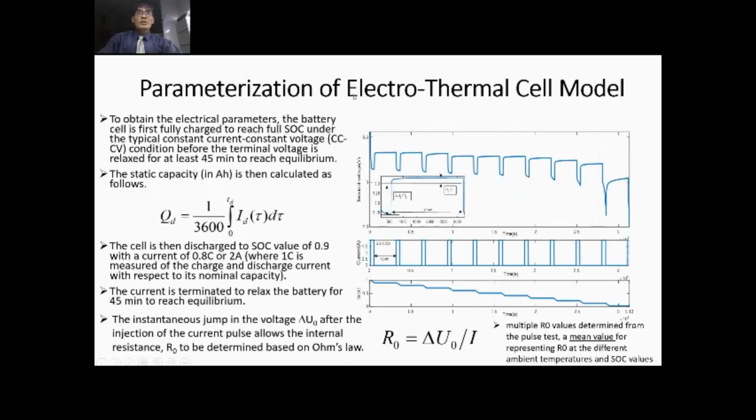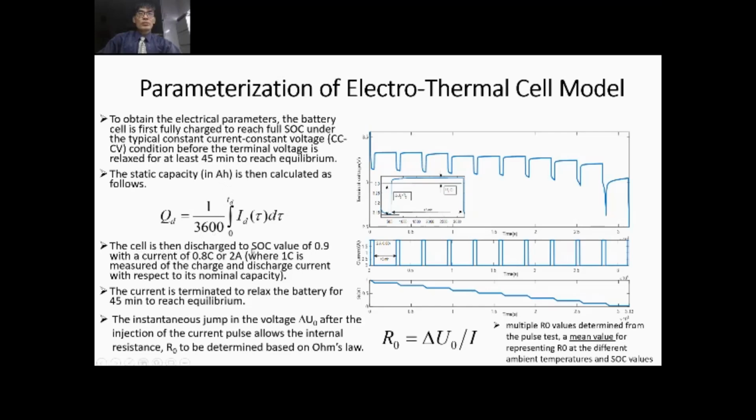So for the parameterization of the electro-thermal cell model, we try to obtain the electrical parameters. The battery cell is first fully charged, so you need to fully charge it to reach a full SOC of 1 under the typical constant current, constant voltage, in short CC and CV, conditions, before the terminal voltage is relaxed for at least 45 minutes to reach the equilibrium. So we need to let it stabilize first, and this is how we determine the Ah. So it's the current of discharging, just integrate it or basically sum it and divide by 3600. Okay, so we want to make it into hours, so we divide by 3600.